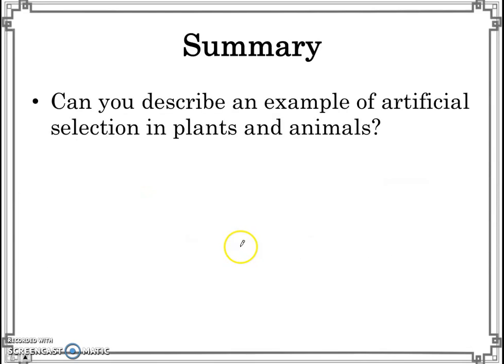Okay, so in summary, make sure that by the end of this video, you're able to describe an example of artificial selection in plants and in animals. So how it's done, and what is the example? A named example.